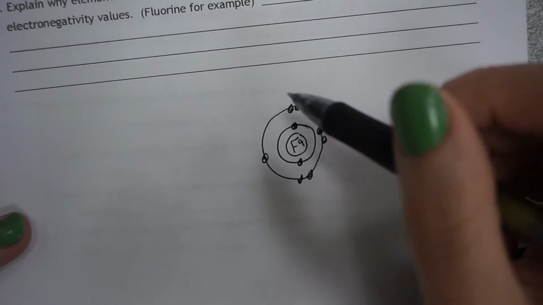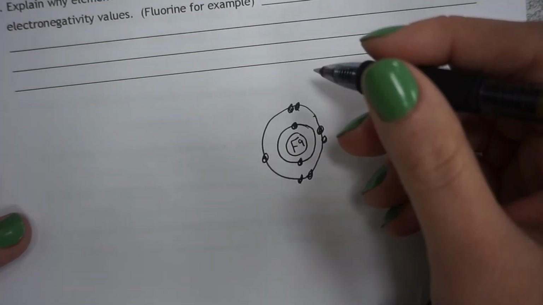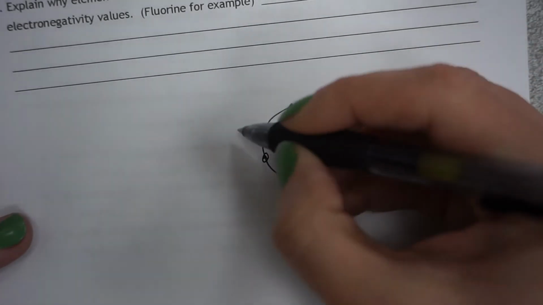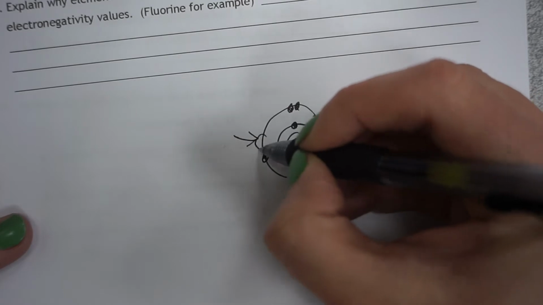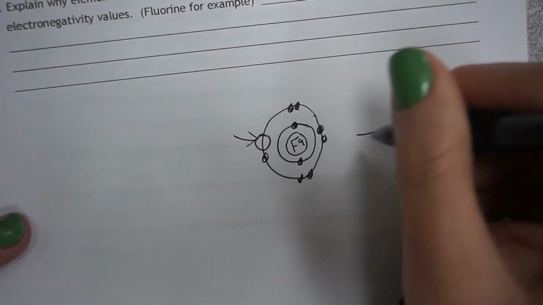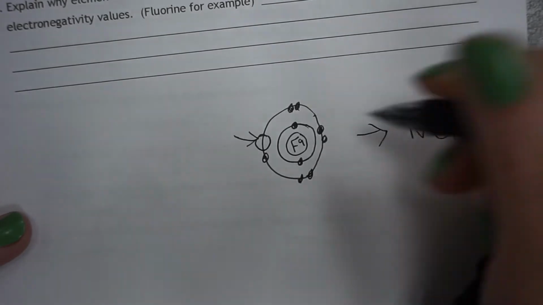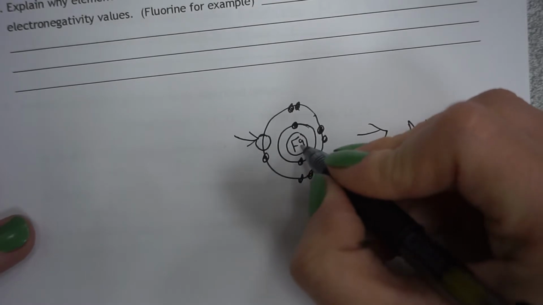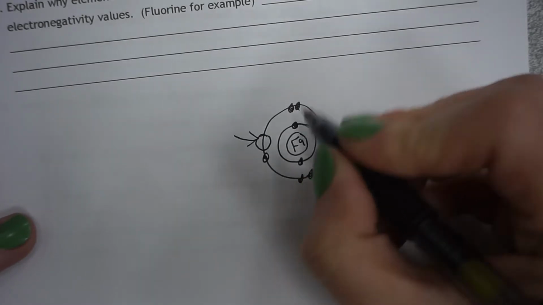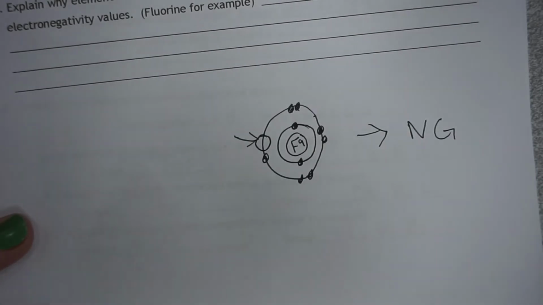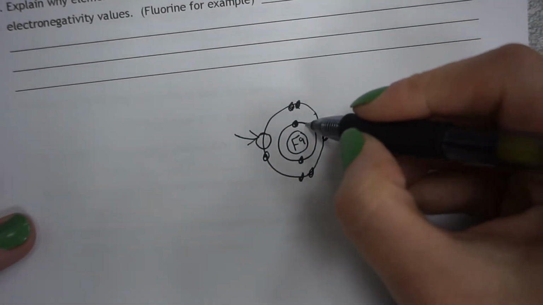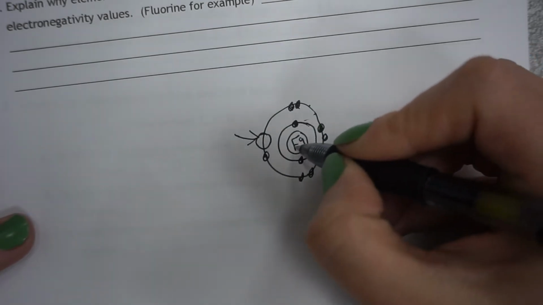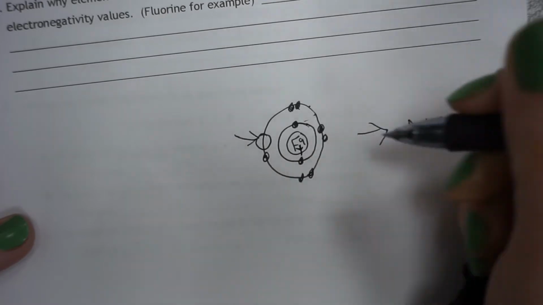Basically, they all want to be like a noble gas, but fluorine only needs 1 more electron to be like a noble gas. So it's going to really suck in that electron. Not to mention it has a high number of protons across the period, and a low number of energy levels. It only has 2 energy levels. So the outer electrons are close to the protons, the nuclear charge.